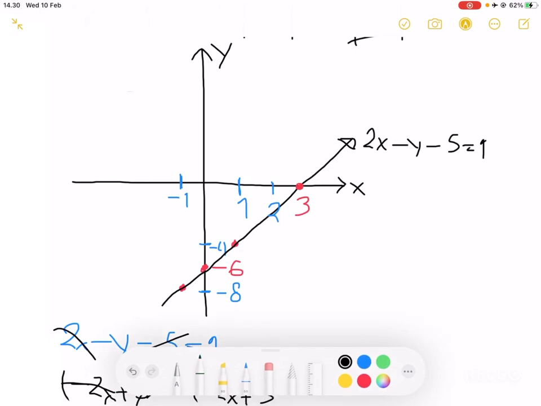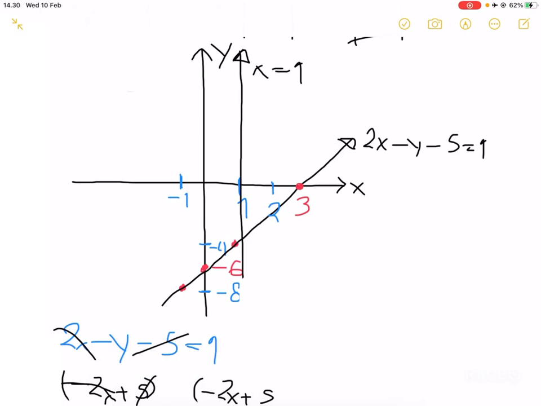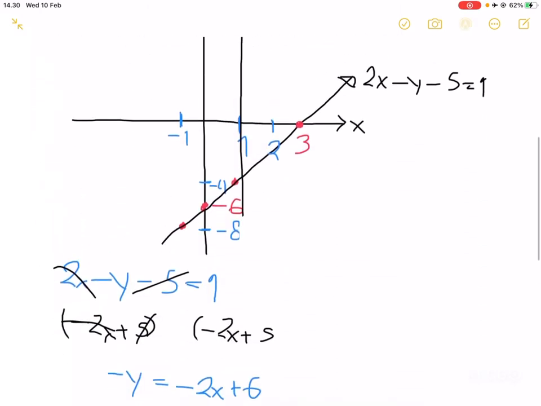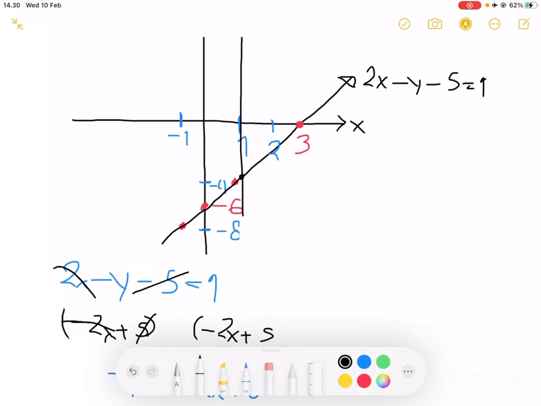So our graph should look like this. It will intersect the x-axis at x equals 1. So something like this. I'll just erase a bit right here. So let's just label the function x equals 1. Alright, and we need to find the coordinates of intersection. And if you have a graph paper, it probably will be pretty easy.